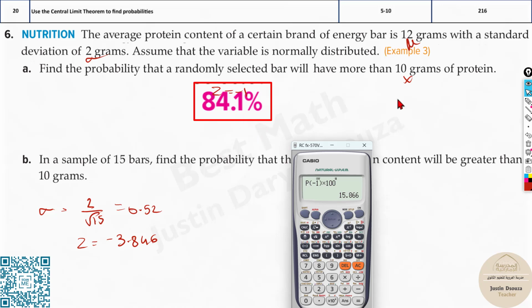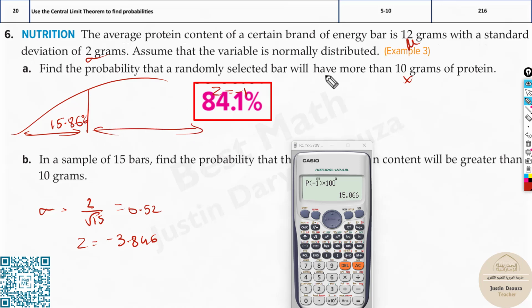Look over here, this is not the answer. Why? Because we have to get more than. Whatever this answer is, it is from the left side in this normal distribution. From the left side, when the z value is minus 1, this much is 15.86, this much percentage probability. But we need the right side because "more than" is the solution region. You can do 100 minus this value. Over here, just 100 minus the answer. That is the answer, 84.1.